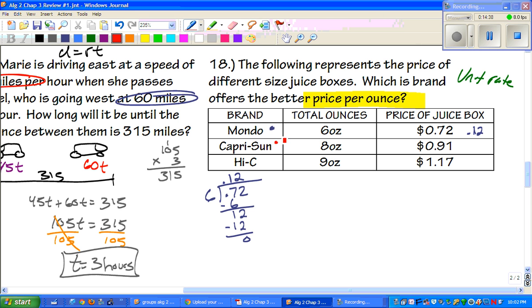All right, let's do Capri Sun in red. So we got 91 cents divided by 8. I'm going to bring that up. 8 goes into 9 one time. Bring the 1 down, and it goes into there one time. Oh, we didn't get a pretty answer. Let's see if we can do one more. And it goes into there 3 times. Oh, and that's going to keep going. So we're just going to say that this is 11 cents. We're going to round that. And then the last one, high C.